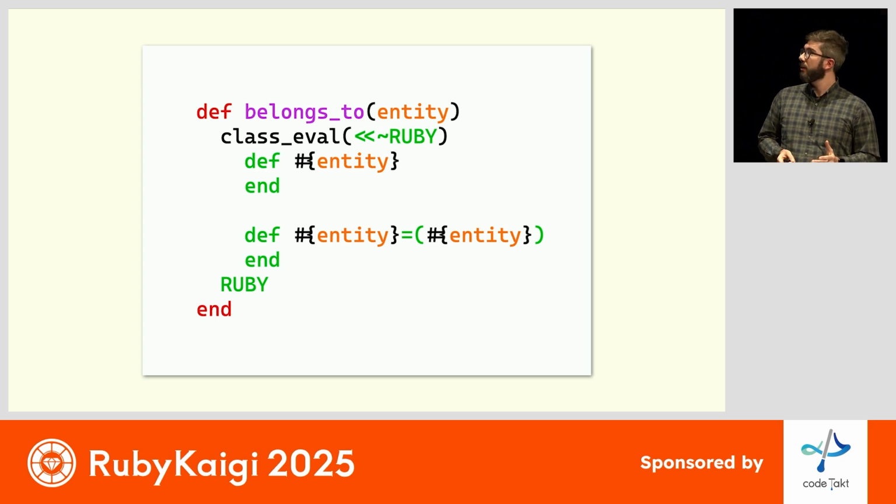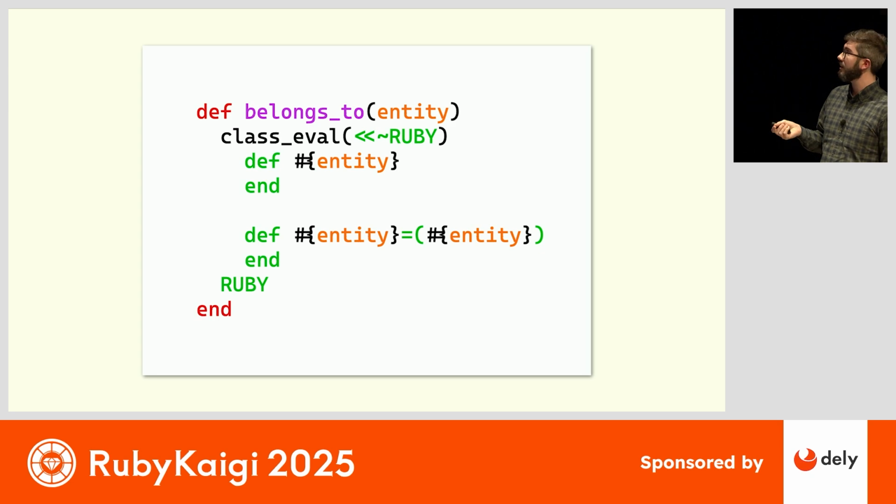One way that we could implement belongs_to, a super simplistic version of the implementation, is by using class_eval.